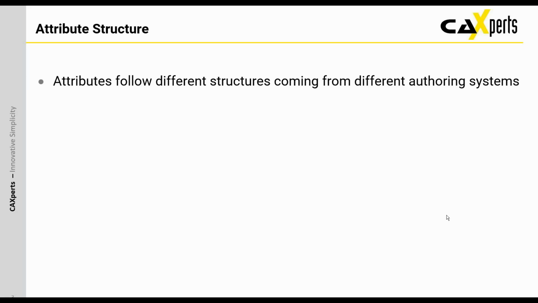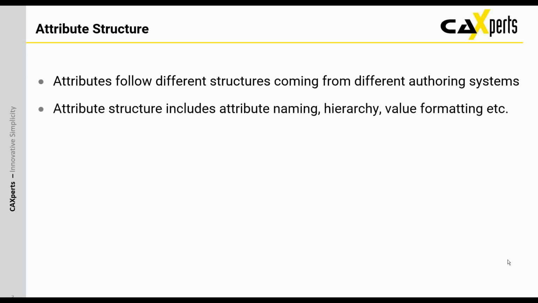So, talking about the attribute structure, attributes follow different structures coming from different authoring systems. This means the attribute names are different depending on the authoring system you're using. For example, a Plant 3D attribute constellation will look totally different than something coming from S3D or E3D PDMS and so on. The attribute structure includes attribute naming, the hierarchy, how they are organized, value formatting, etc.